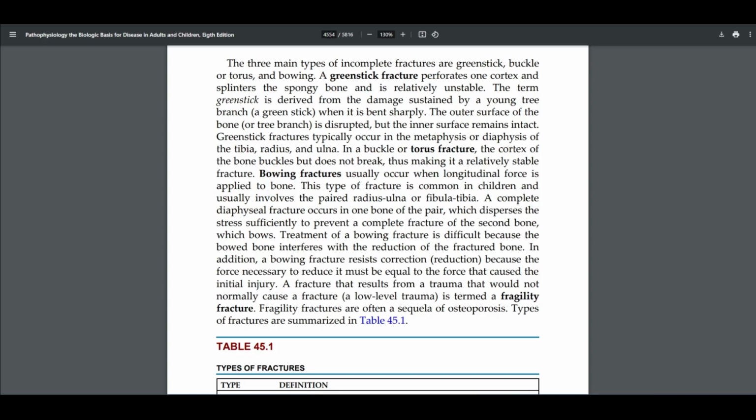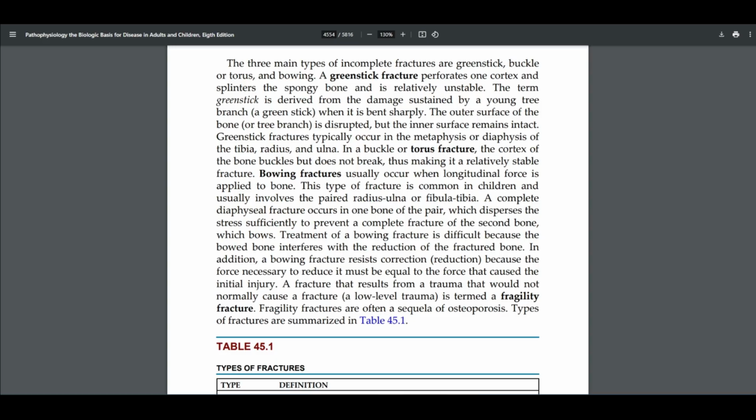A complete diaphyseal fracture occurs in one bone of the pair, which disperses the stress sufficiently to prevent a complete fracture of the second bone, which bows. Treatment of a bowing fracture is difficult because the bowed bone interferes with the reduction of the fractured bone. In addition, a bowing fracture resists correction, or reduction, because the force necessary to reduce it must be equal to the force that caused the initial injury.